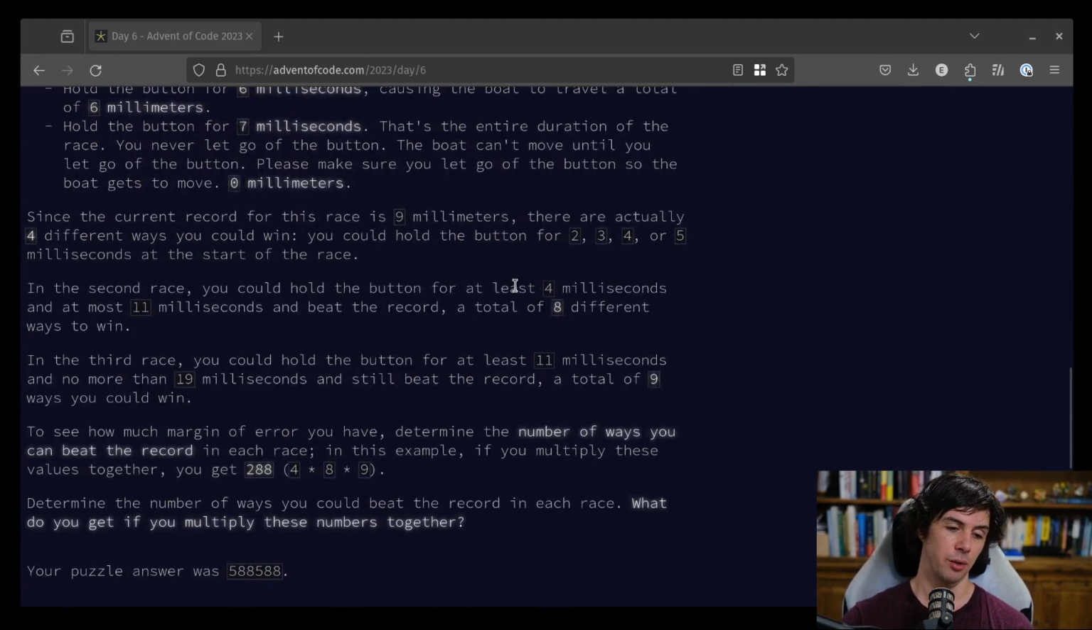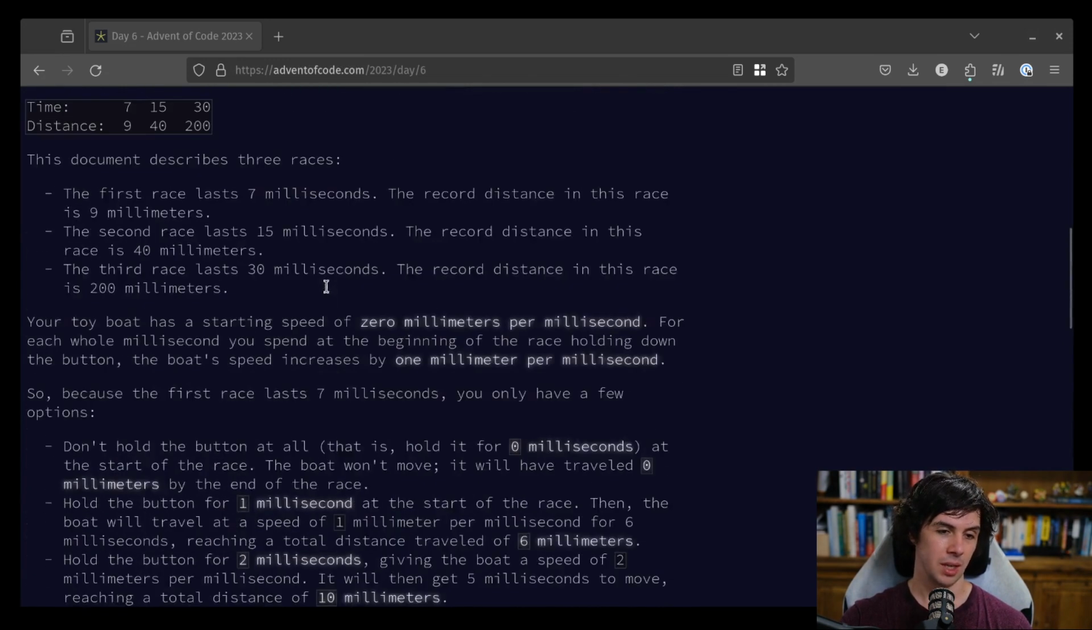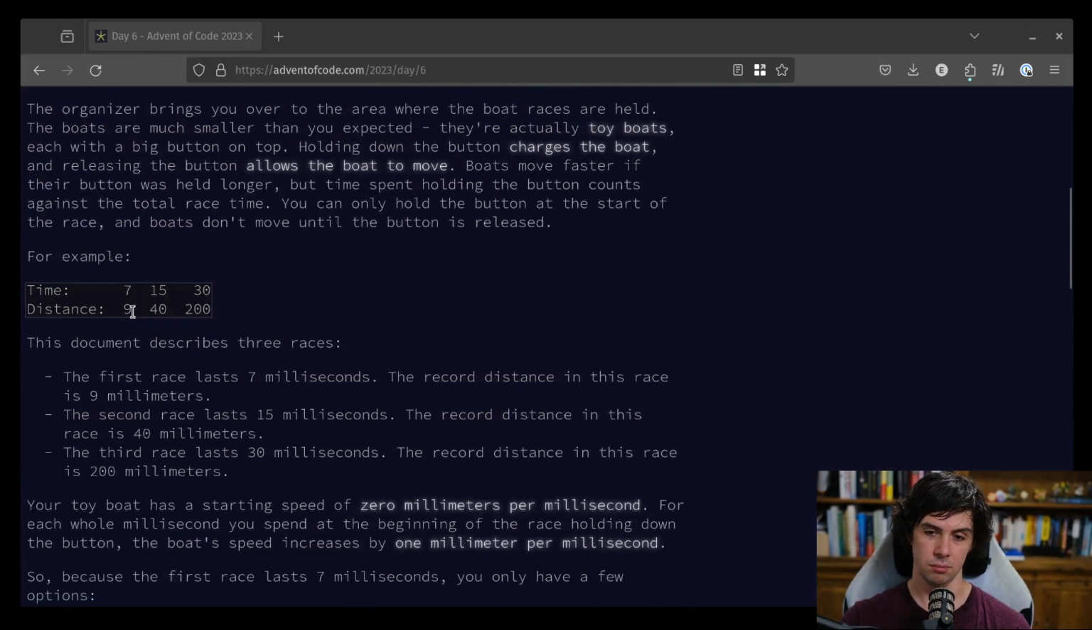But the key takeaway from this analysis is that there's multiple ways that you can beat the record. And the answer for part 1 is what's the total number of ways that you can beat the record? Notably, we can only do things for complete milliseconds. So it's like 1, 2, 3. You can't do 1.5 milliseconds of button holding. So for every integer value, which of them exceed the current record distance?